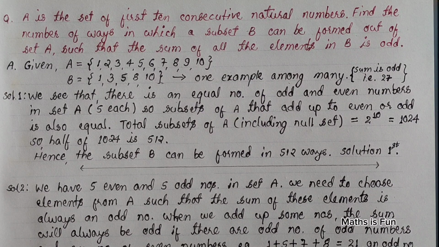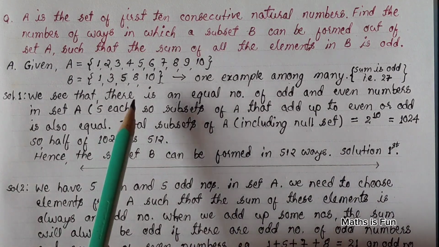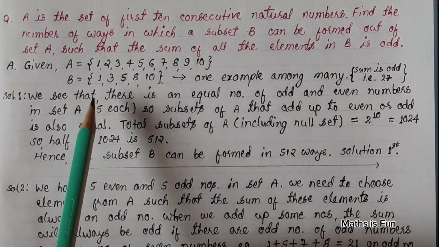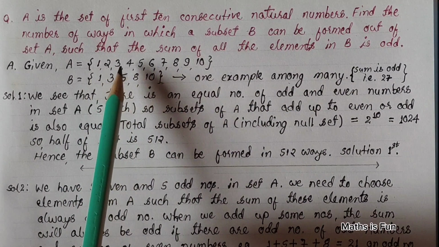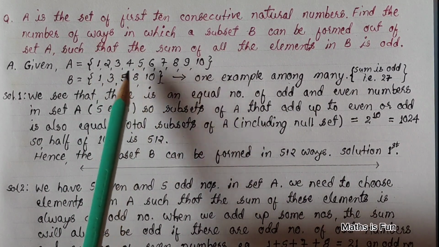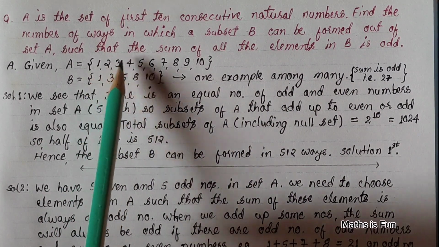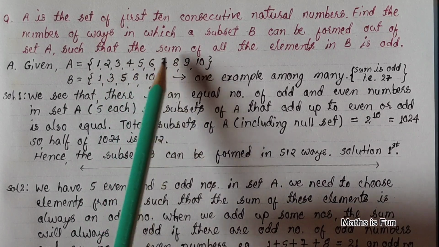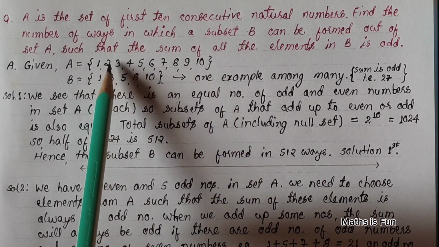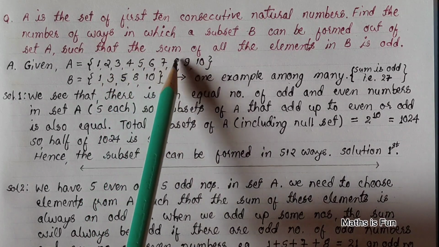In solution number 1, we see that there is an equal number of odd and even numbers in set A. There are 5 odd numbers and 5 even numbers. The odd numbers are 1, 3, 5, 7 and 9, so 5 of them. And the even numbers are also 5: 2, 4, 6, 8 and 10.